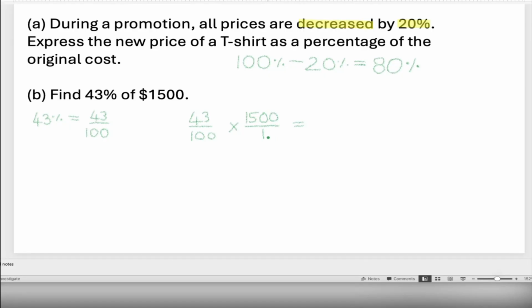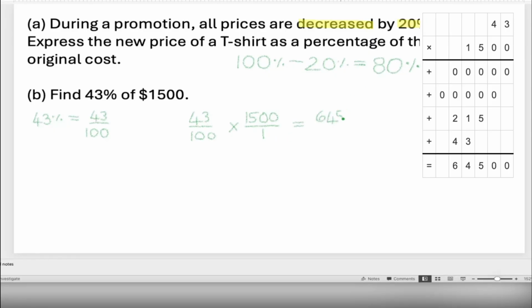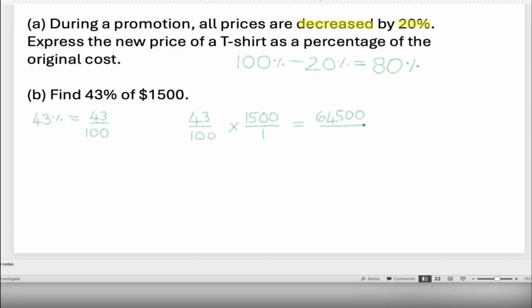Now, what is 43 multiplied by 1,500? That is equal to 64,500. And you can use the column method, long multiplication, to do this. What is 100 multiplied by 1? That is equal to 100.